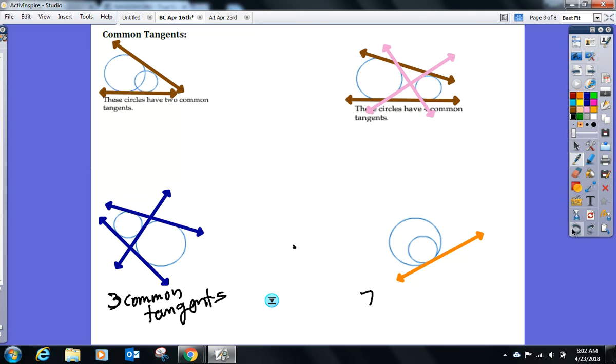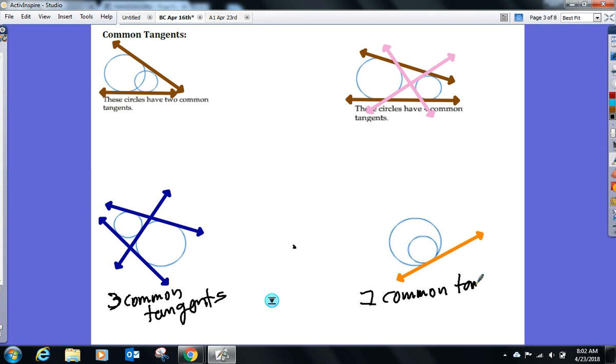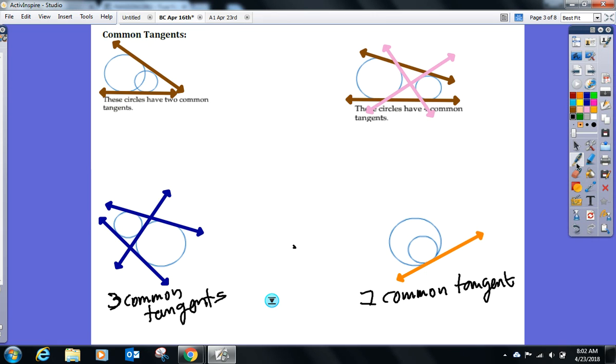Not done yet. I've shown you guys 1, 2, 3, and 4. Is there a drawing you could do with 2 circles where there would be no common tangents possible? Could you draw a diagram right now where no common tangents are possible? All right, you may, I don't know, put it in the middle.